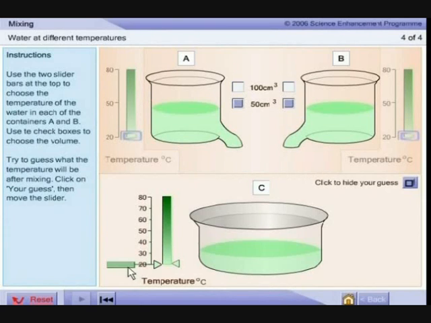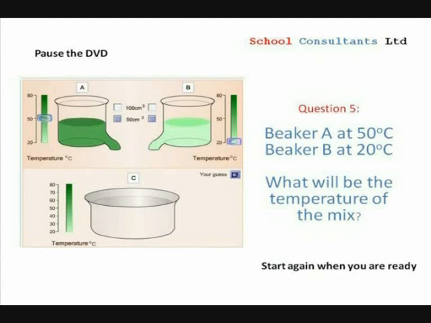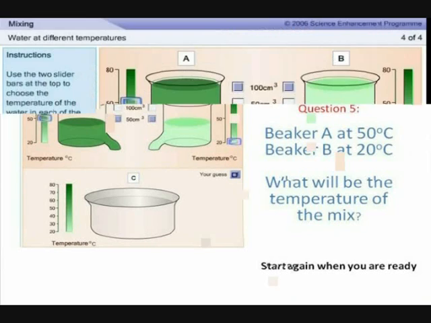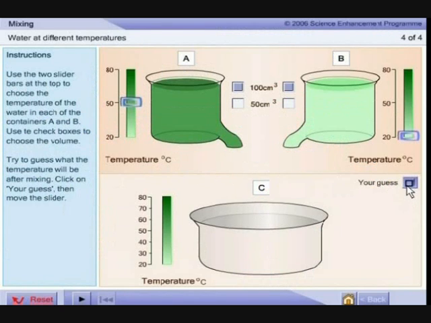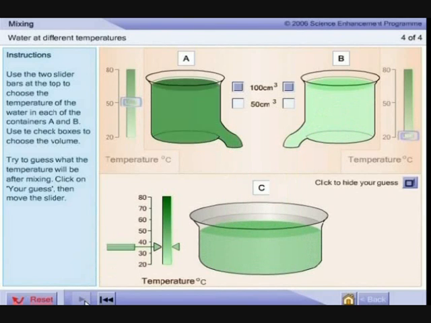Okay, question 5. For this one, let's have beaker A at 50 degrees C, and beaker B we keep at 20. What temperature will the mix be? Well, just like before, I'm sure the mix will be somewhere in the middle, so that's halfway between 20 and 50, which is 35. Let's try that. About there, and run. 35. Yeah, we've got the hang of this.